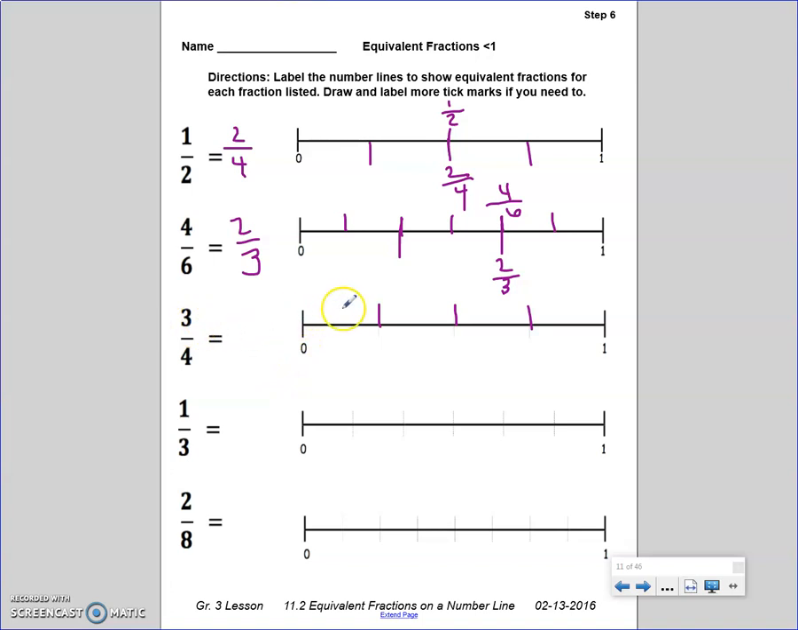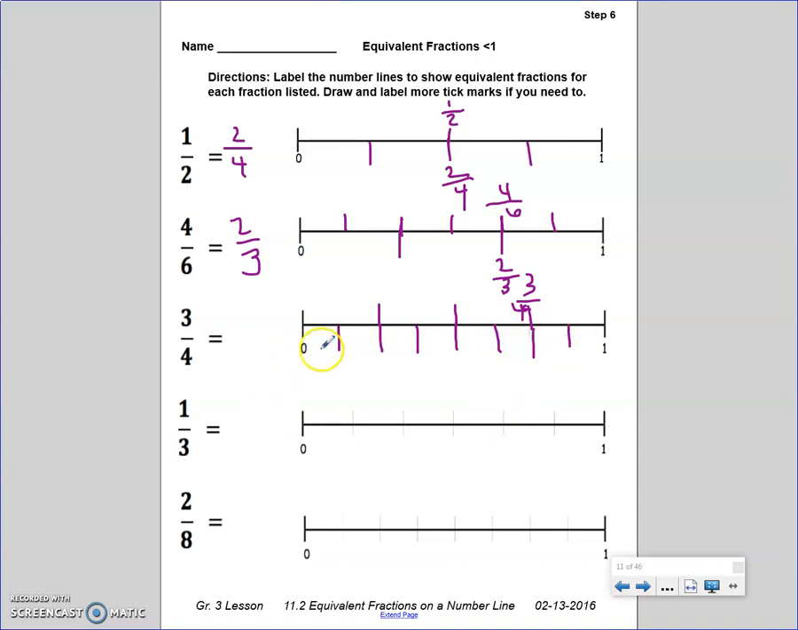Now I need to find 3/4. I know that 3/4 is 3 of the equal-sized spaces away from 0. So let's count. 1, 2, 3. Here is 3/4. If I want to find an equivalent fraction to 3/4, I could bring down my fourths and cut the fourths in half to find an equivalent fraction. So I'll bring down the fourths. You do that on your number line too. And then we're going to cut each fourth in half. Like this. Make sure you do that on your number line too.